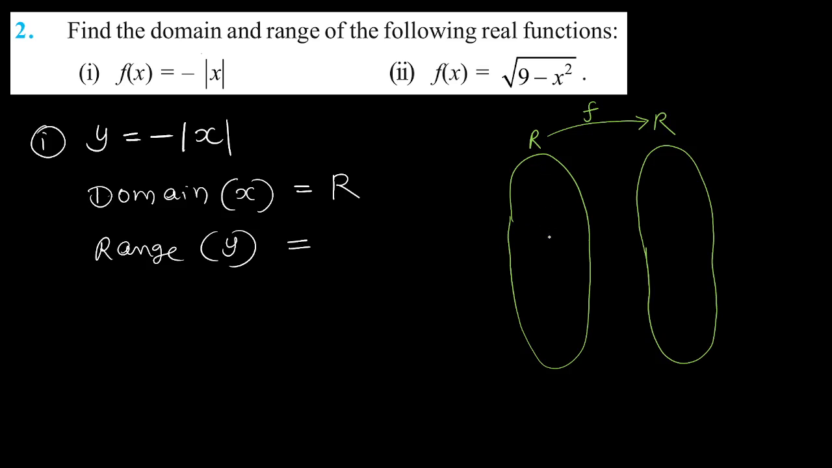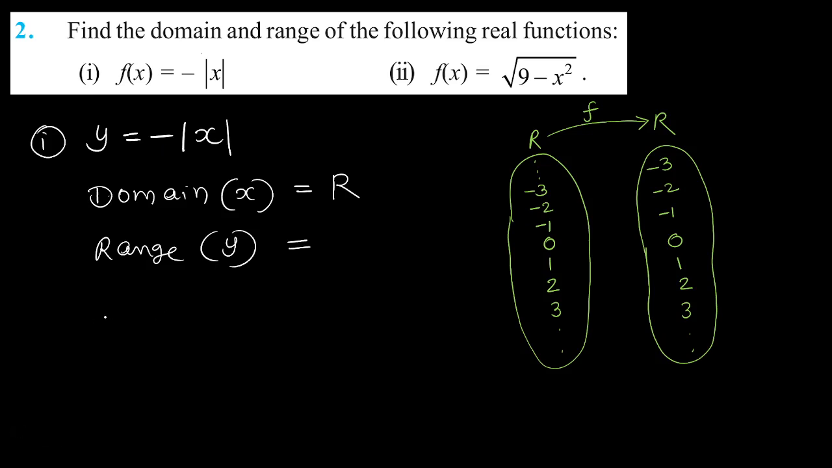Real numbers means 0, 1, 2, 3, etc., minus 1, minus 2, minus 3, etc., including fractions. The fractions are also there in between them. The second set is also real: 0, 1, 2, 3, etc., minus 1, minus 2, minus 3, etc. y equal to minus of mod x, right?